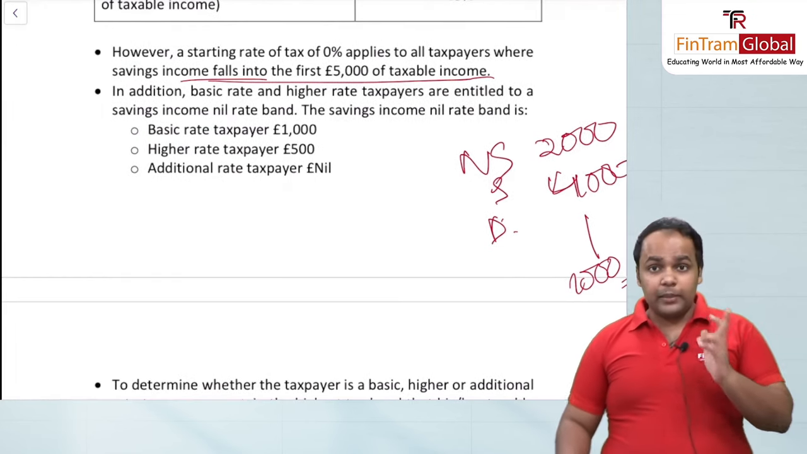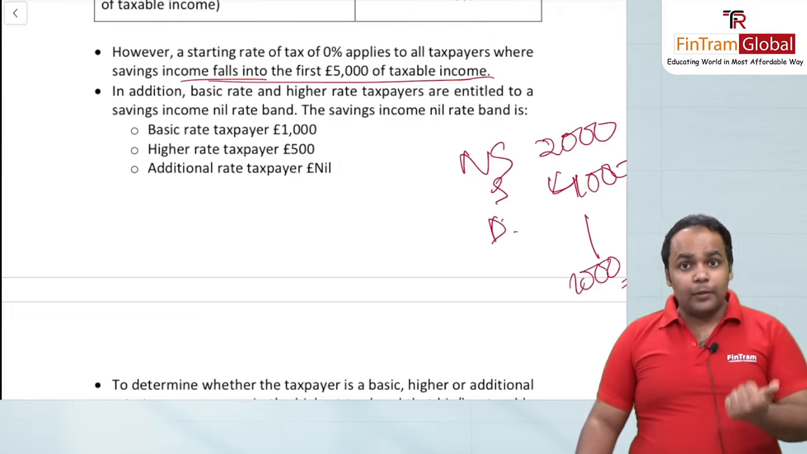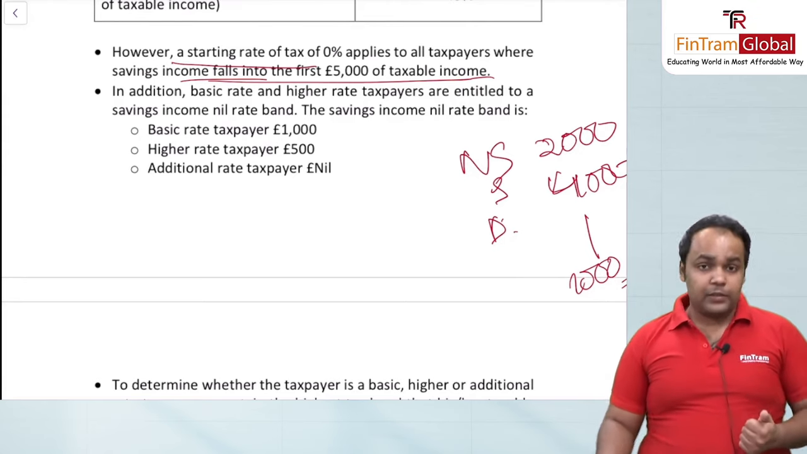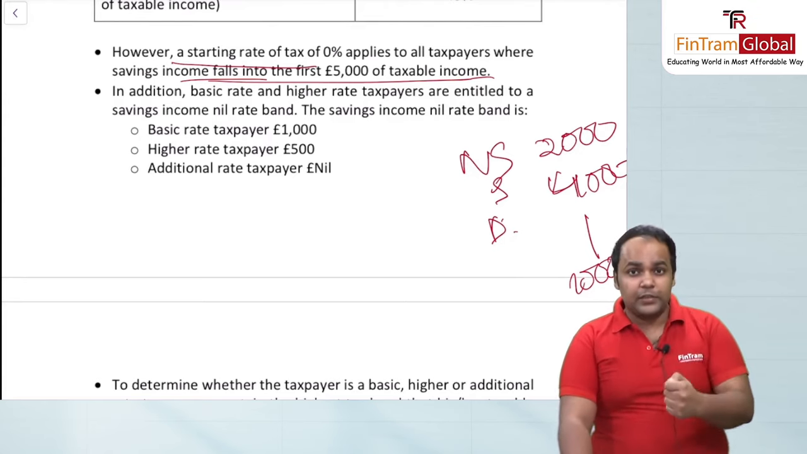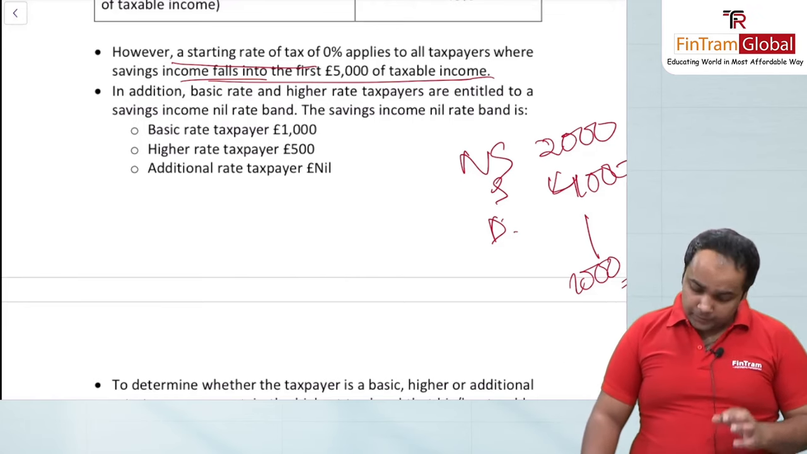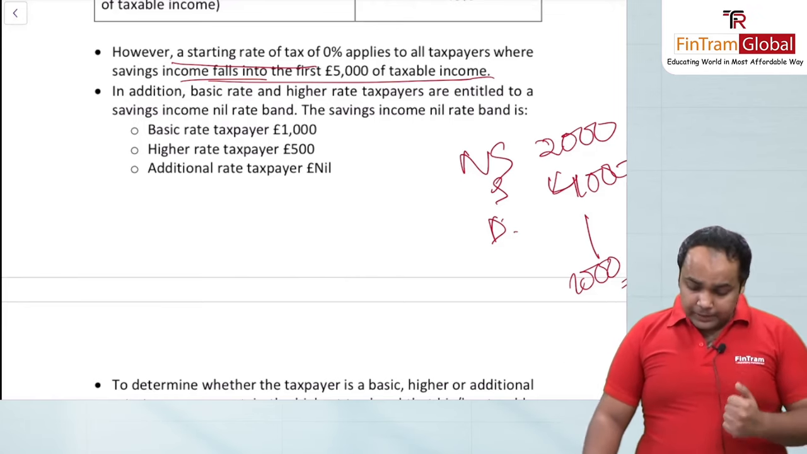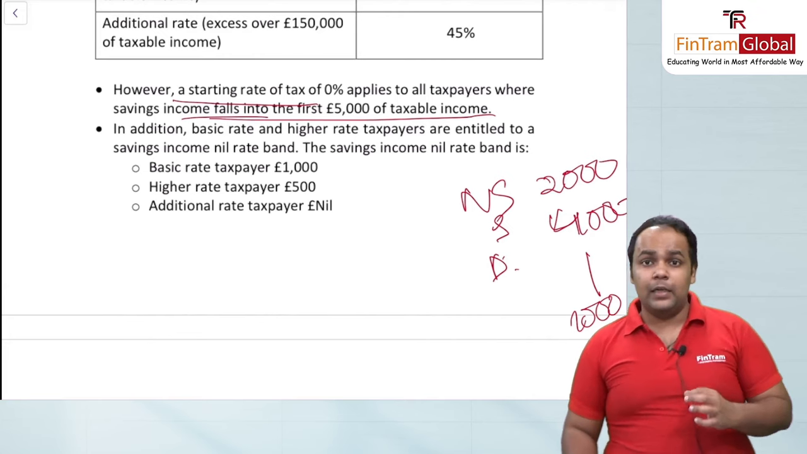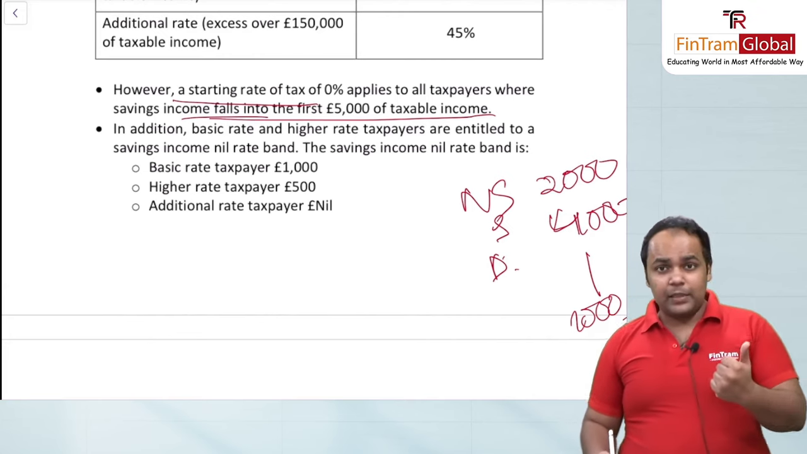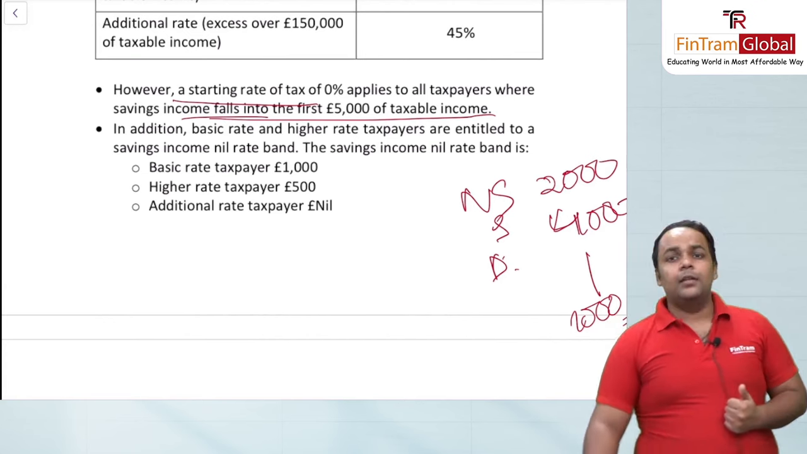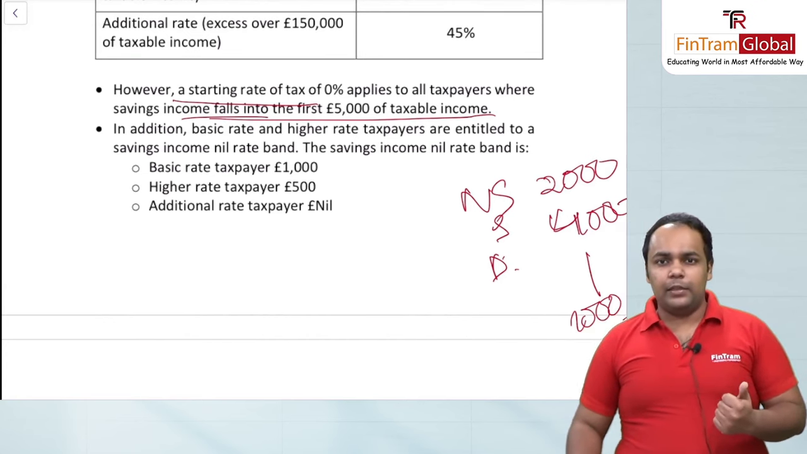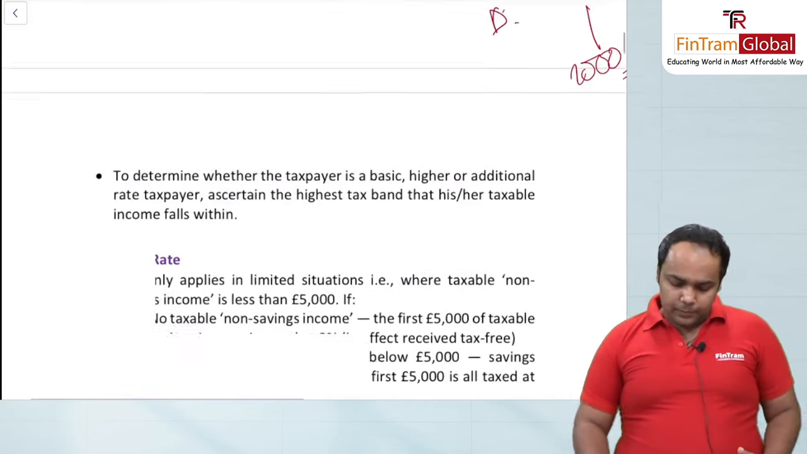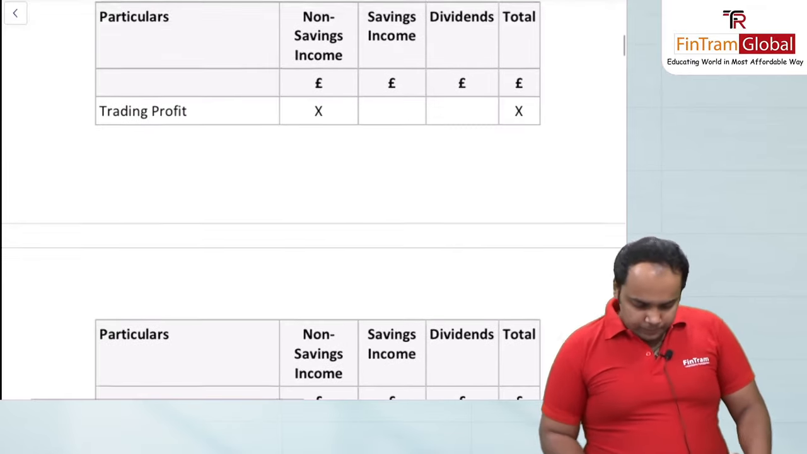You have to keep this in mind while computing the income tax in a consolidated manner. The starting rate for savings income applies if the savings income falls within the first 5,000 of taxable income. Similarly, basic and higher rate taxpayers are also entitled to a savings nil rate band, which is tax-free income. Basic rate taxpayers get a savings income nil rate band of £1,000, and higher rate taxpayers get a savings nil rate band of £500. So please keep that in mind.